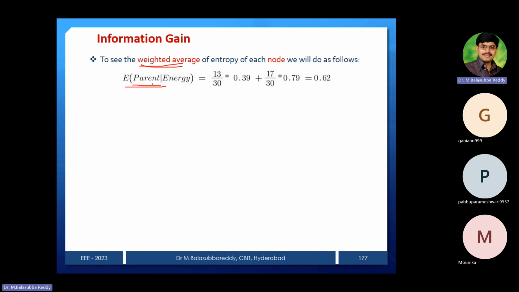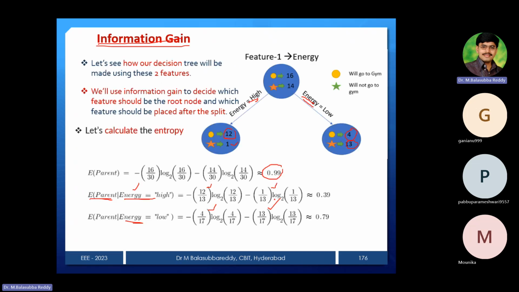Now for that weighted average, what is the average here? Two things are there. When energy is high, you got entropy 0.39. When energy is low, you got entropy 0.79. In the previous step, you can see that energy low and high we already calculated. High means 0.39, low means 0.79. You take the weighted average of these.